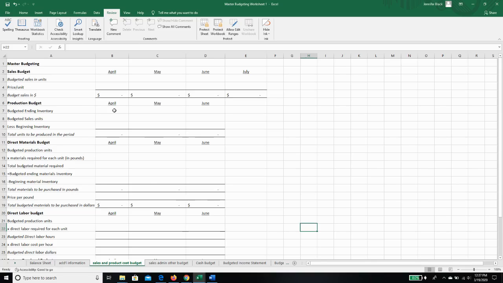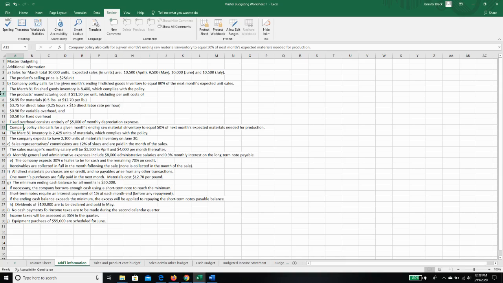Okay, so we're going to start with our sales. We always start with our sales budget because once we know how many units we think we can sell, that determines how many units we are going to make. And how many units we're going to make determines how much materials we need to buy and how many direct labor hours we need to schedule. So it all starts with the sales. So I need to know what are my budgeted sales in units. So I'm going to go to my other information.